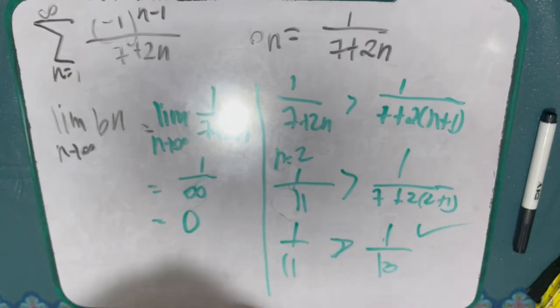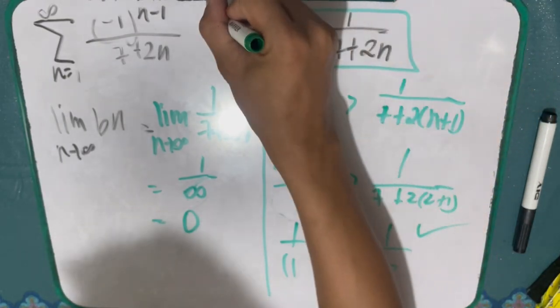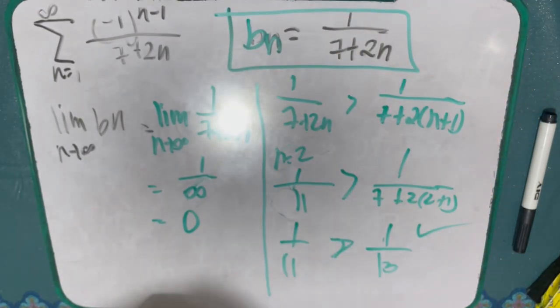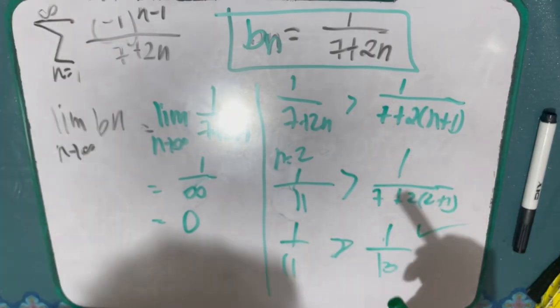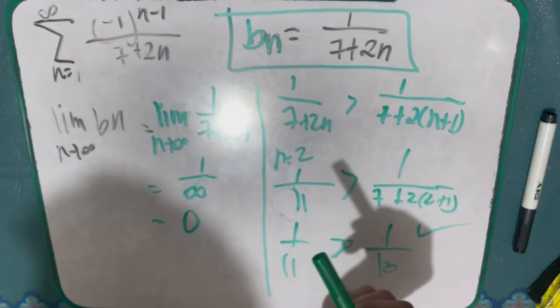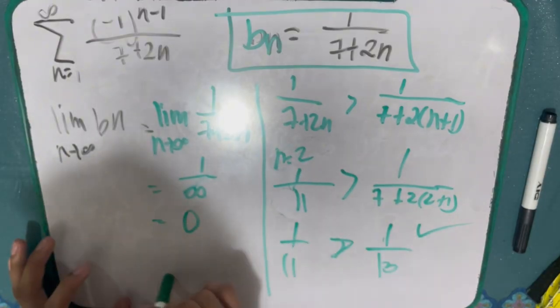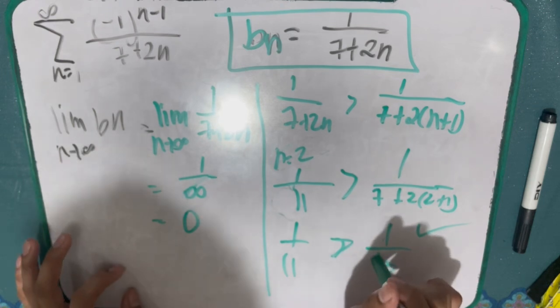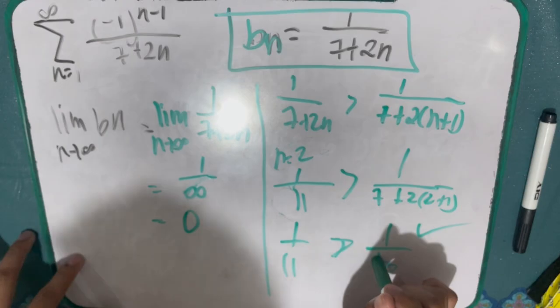Therefore, this bn is a decreasing sequence. So with both conditions of the alternating series test met, the series is convergent.